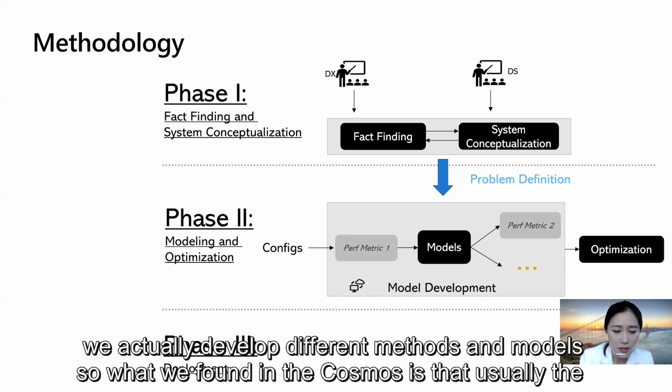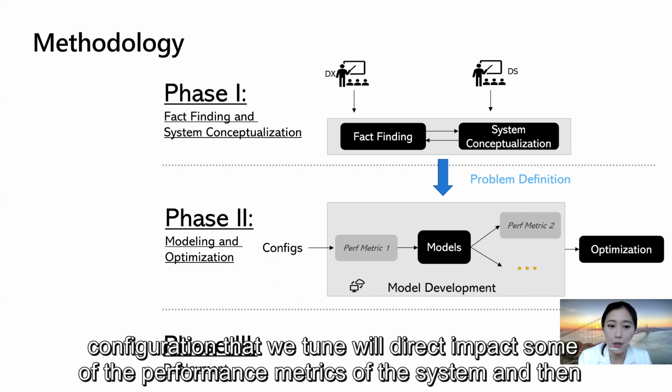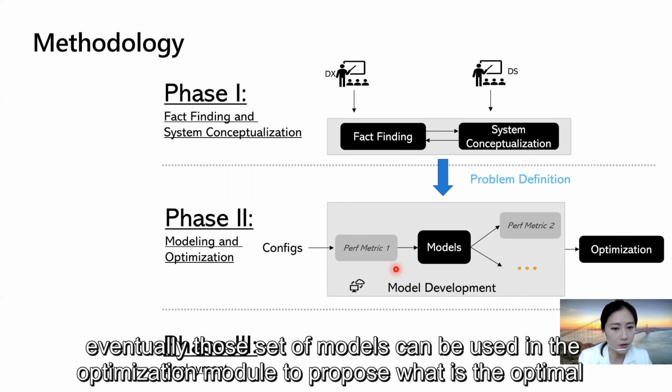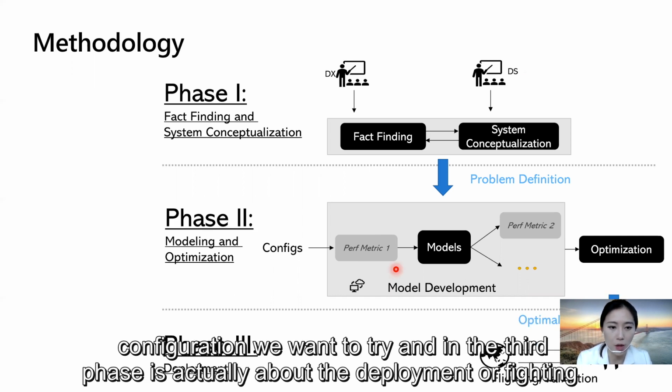The second phase is about the modeling and optimization, where we develop different methods and models. What we found in Cosmos is that usually the configuration that we tune will directly impact some of the performance metrics of the system. And then we can use models to capture the dynamics between different sets of performance metrics. Eventually those models can be used in the optimization module to propose the optimal configuration we want to try.